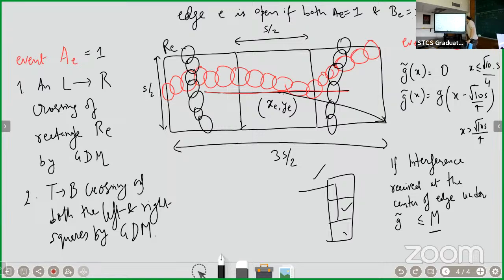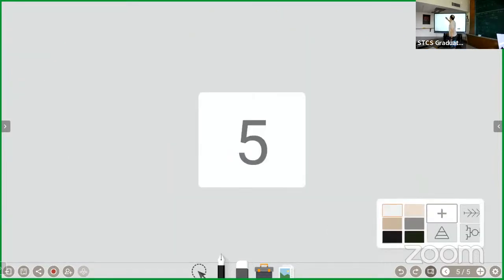In the Gilbert disk model, two nodes are connected when the distance is less than RC, right? In this case they're connected. So what is the signal power between them? If D is less than RC, what is the signal power? G of X is greater than or equal to G of RC.